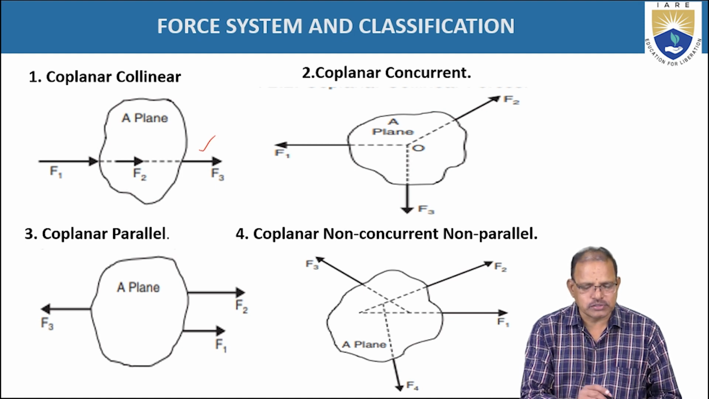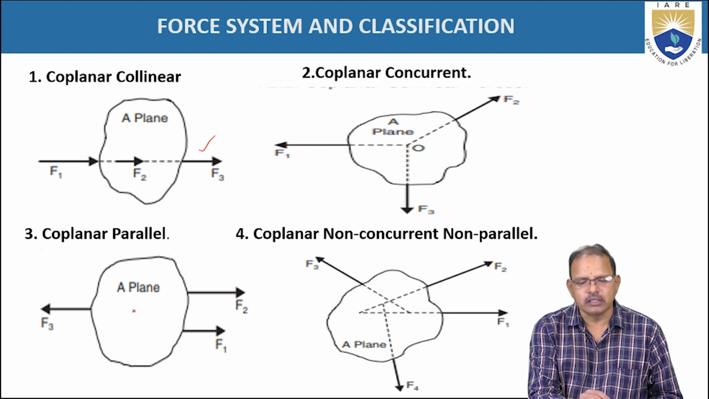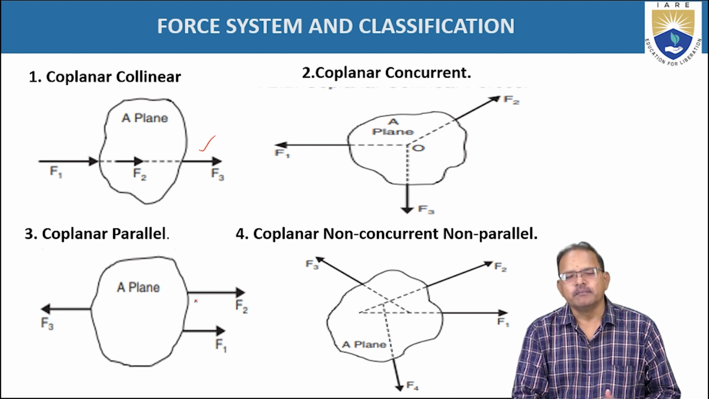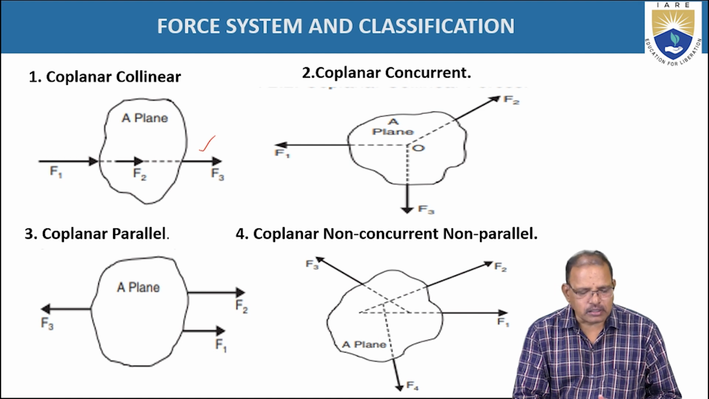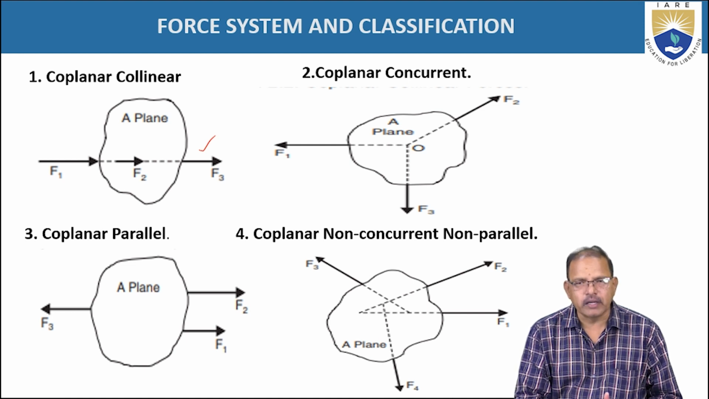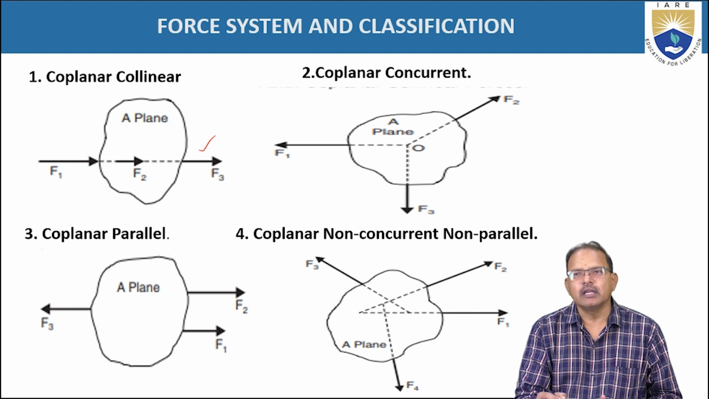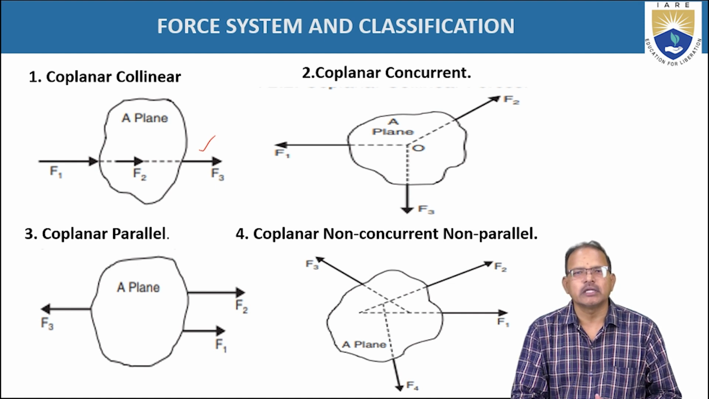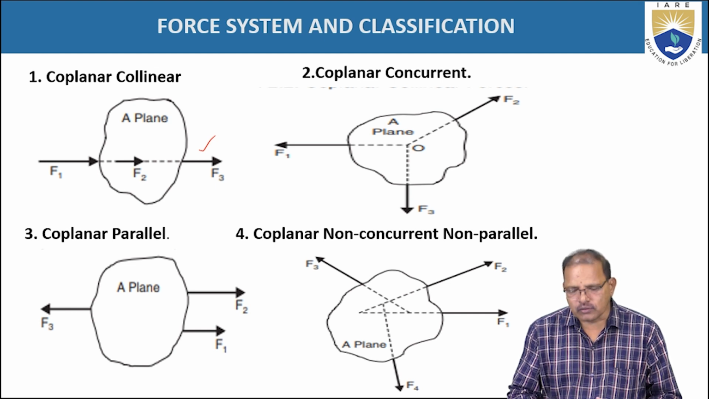Coplanar parallel forces: here F1, F2, F3 are acting parallel to each other. They may be in the same directions or in opposite directions. If the lines of action of the forces are parallel to each other and in a single plane, it is a coplanar parallel force system. Coplanar non-concurrent, non-parallel: here we have taken four forces. The lines of action of the four forces do not intersect at a point, and these forces are not parallel to each other. Hence, these are called a coplanar, non-concurrent, non-parallel force system.